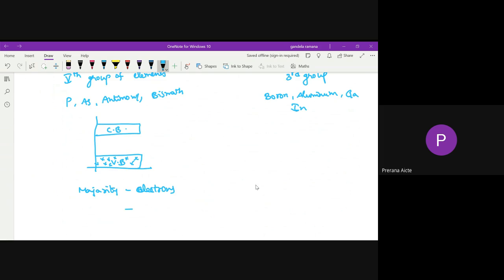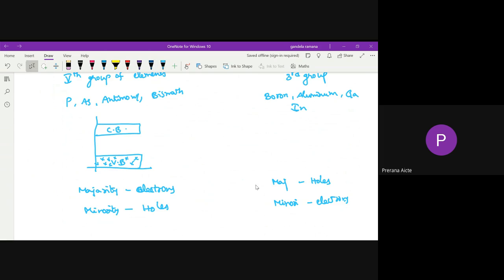Minority carriers are holes. The same way here, the majority carriers are holes and the minority carriers are electrons.